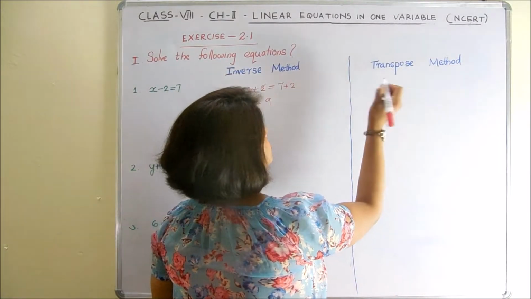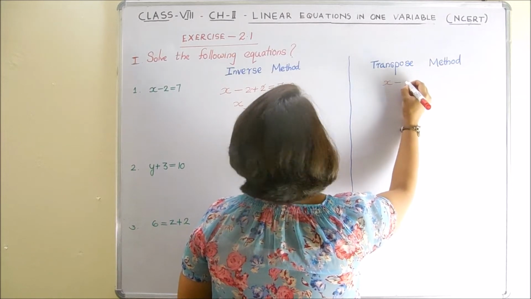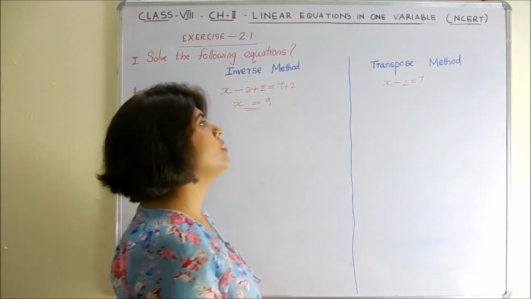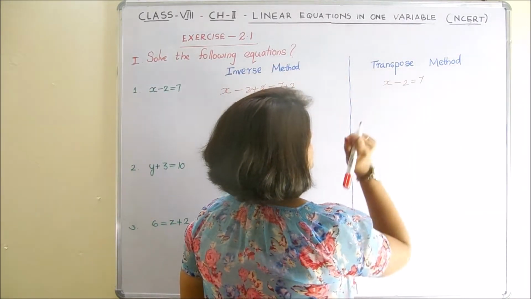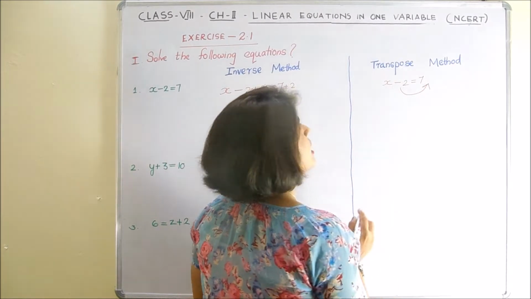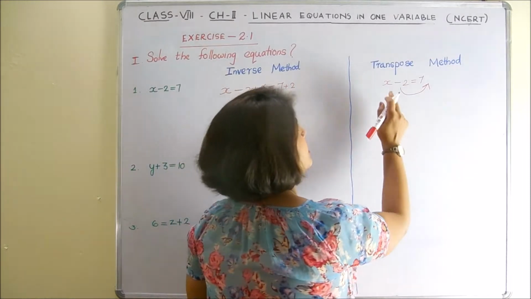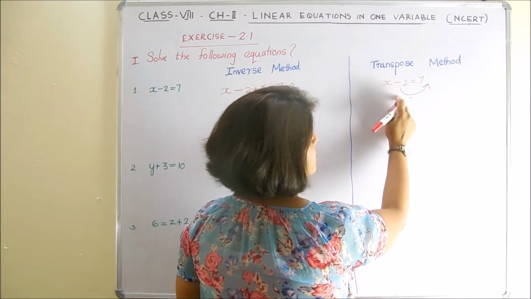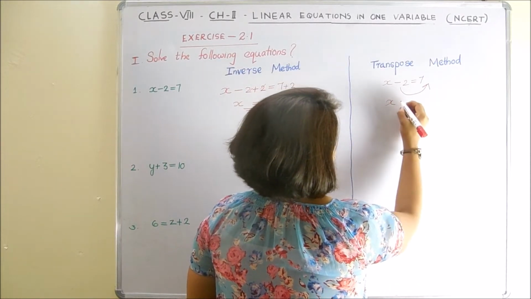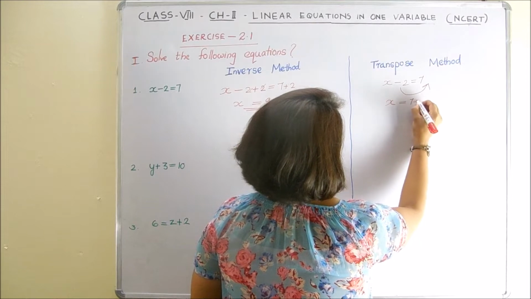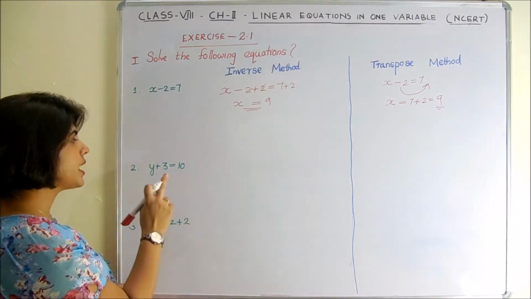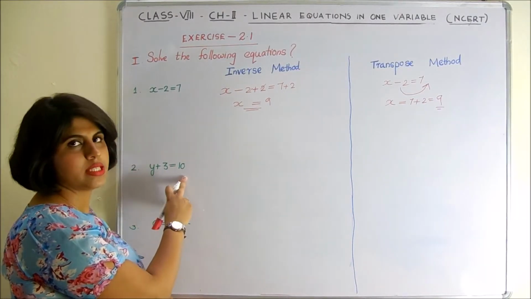And here in the transpose method, how can we solve? x minus 2 equal to 7 is the equation. Here, in order to eliminate this minus 2, we have to transpose this minus 2 into the RHS by adding it. Here the operation is minus, so we have to transpose it by adding it. So the equation will come x equal to 7 plus 2, which is equal to 9. This is the solution.